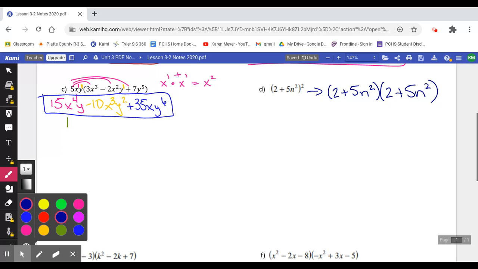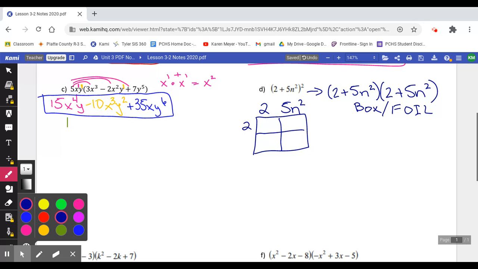Now, here you can box or FOIL, or if you think distributive property twice, whatever you want. I'm going to make a box. And on the box, I'm going to put 2 plus 5n squared on the top and 2 and 5n squared on the side. 2 times 2 is 4. 2 times 5n squared is 10n squared. 5n squared times 2 is another 10n squared.